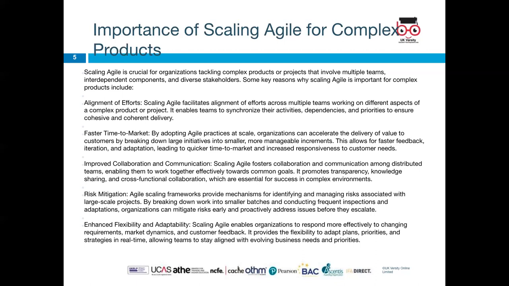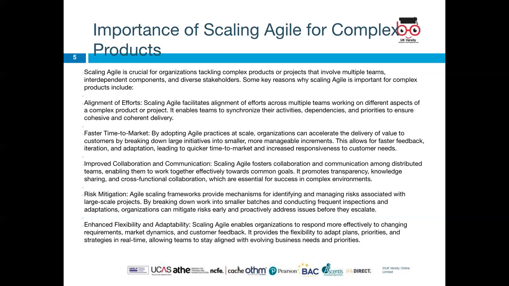Faster time to market. By adopting agile practices at scale, organizations can accelerate the delivery of value to customers by breaking down large initiatives into smaller, more manageable increments. This allows for faster feedback, iteration, and adaptation, leading to quicker time to market and increased responsiveness to customer needs.